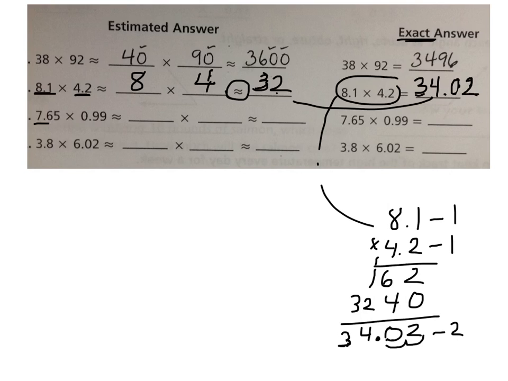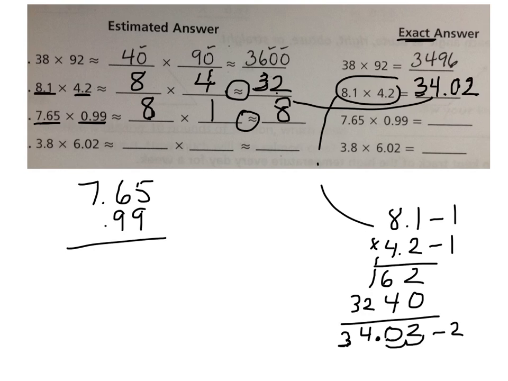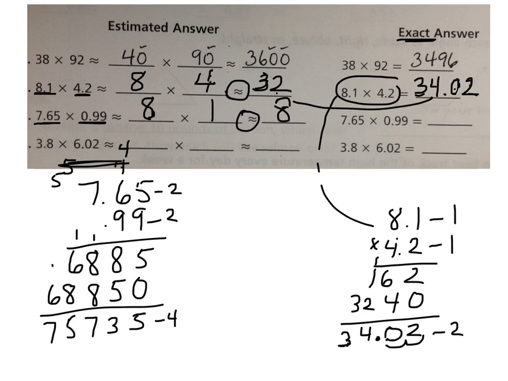So here, once again, I'm rounding to the nearest whole number, which 7.65 is close to 8, and 0.99 is really close to 1. So my answer is approximately going to be 8. Now I have to take this ginormous number and this one and multiply them together. So I've done my work, and I look here and I went over 1, 2, and I went over 1, 2 to get to my decimal point.